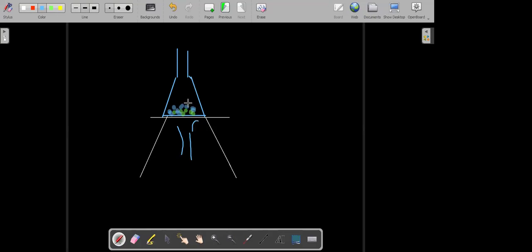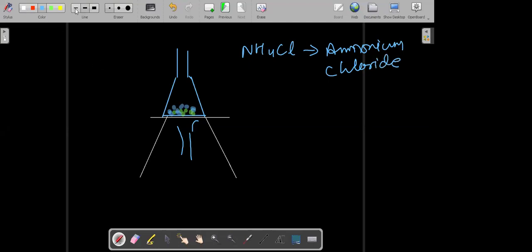ammonium chloride, which is NH4Cl, converts directly from solid state to the gaseous state. So ammonium chloride starts to come out of this conical flask. It tries to come out. So that this ammonium chloride does not escape, we apply a cotton plug here. We fill this conical flask with a cotton plug so that whatever ammonium chloride evaporates out should not go out of this conical flask.